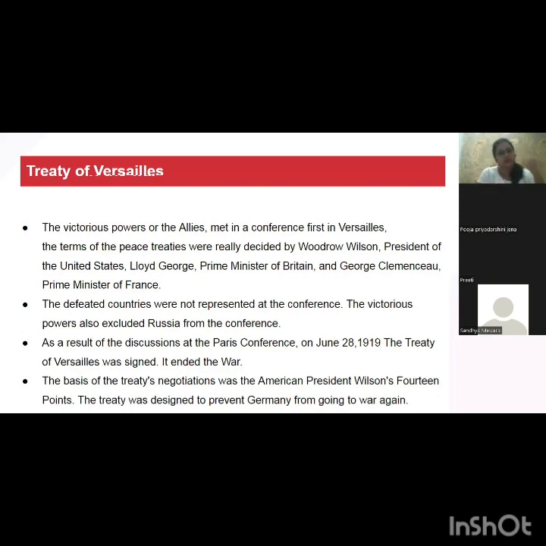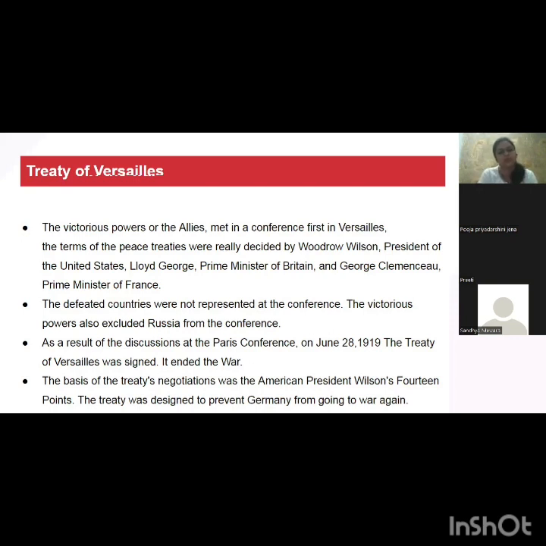Even Russia, though it left the war in the middle, was in the beginning on the side of Great Britain, but Russia was also not invited to the conference. The other defeated countries were also not invited. So the discussion was conducted in this Paris conference, and out of it the Treaty of Versailles was born. Officially this treaty was signed by Germany and the other defeated countries, and with this treaty the war came to an end.